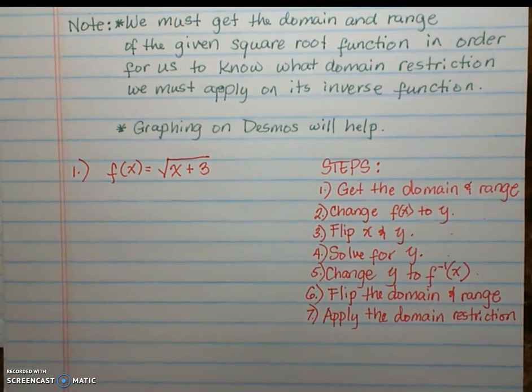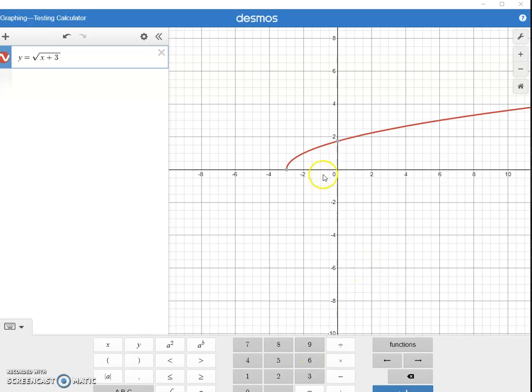So how will that look like? Okay, so analyzing this graph, your domain are all the x values starting from -3, and your graph goes to the right side, going to positive infinity. So therefore, your domain are all the x values that are greater than or equal to -3.